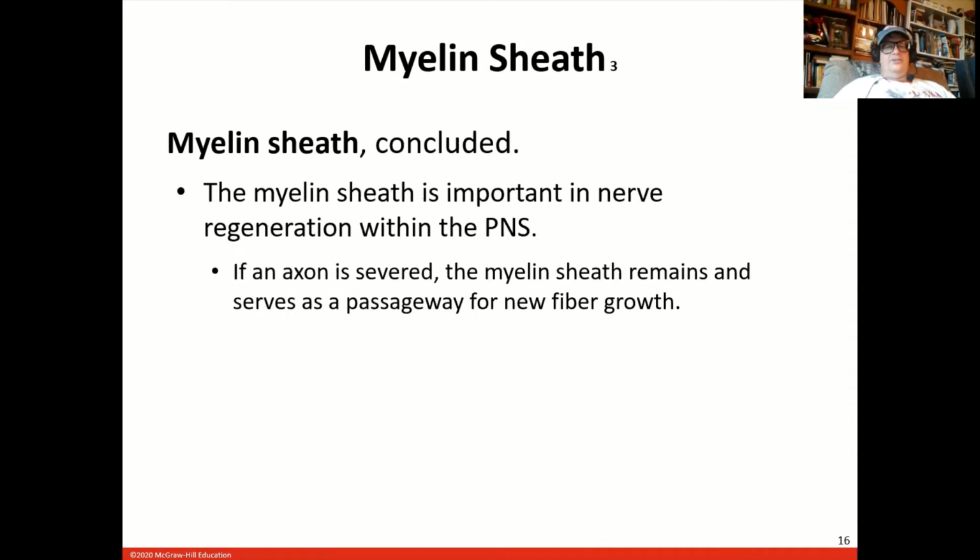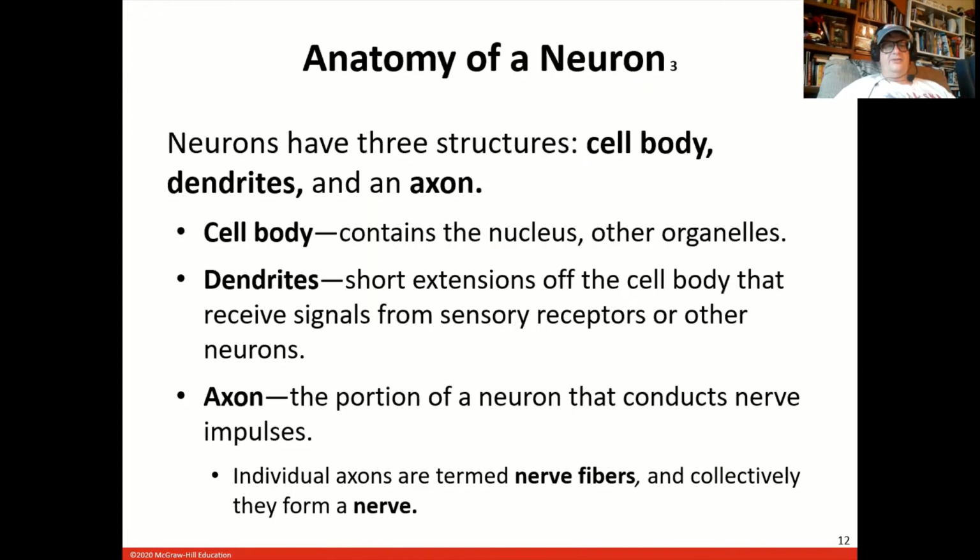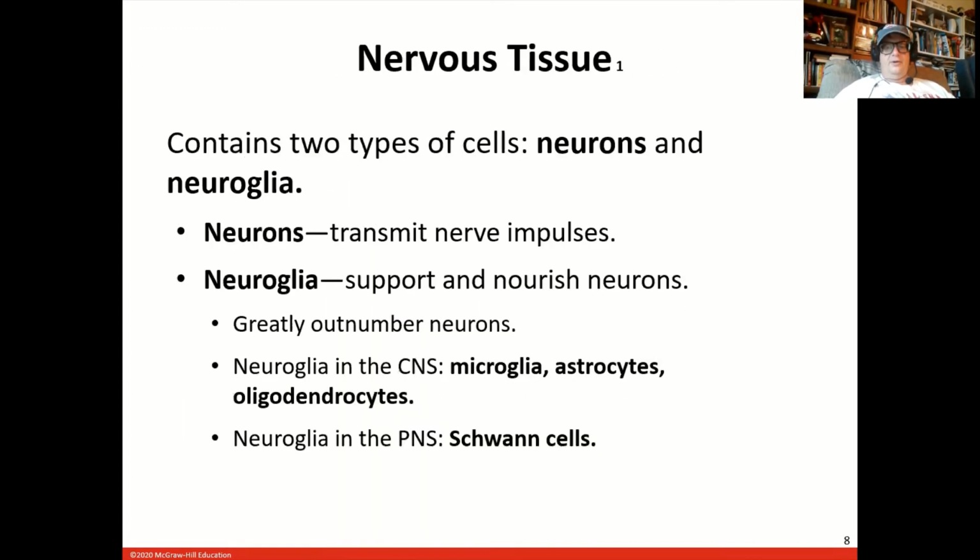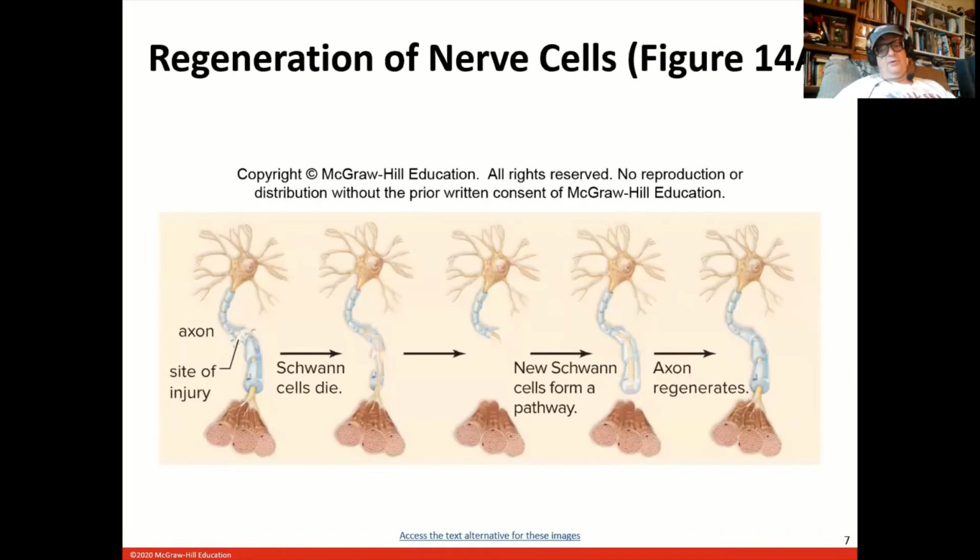So anyway, the myelin sheath is important in nerve regeneration. If an axon is severed, the myelin sheath can remain and form a passageway for new fiber growth. I don't know why this is out of order, but there's the picture they were talking about. If the injury doesn't destroy the cell, the axon can grow back, and the Schwann cells can grow back, and then you can grow a new axon.